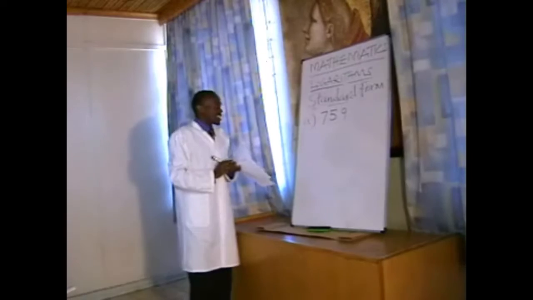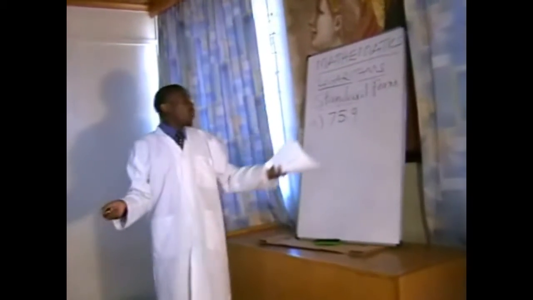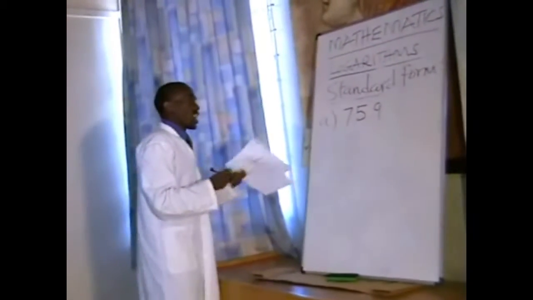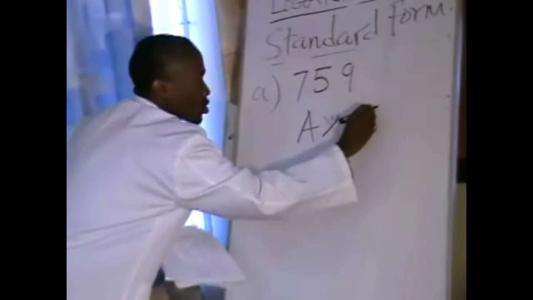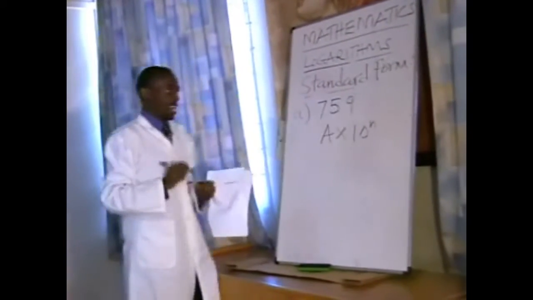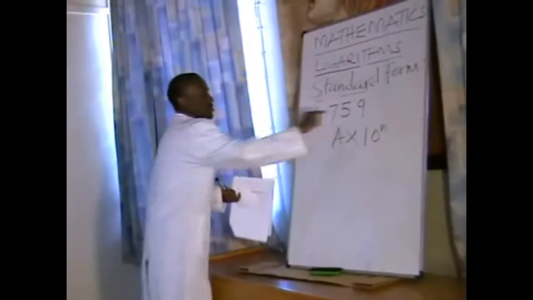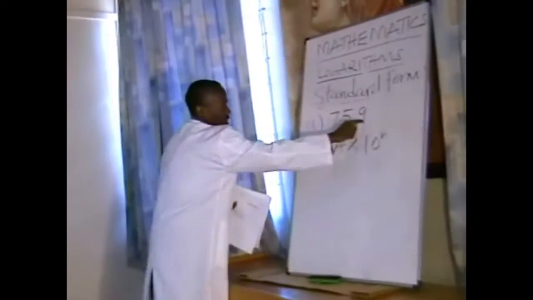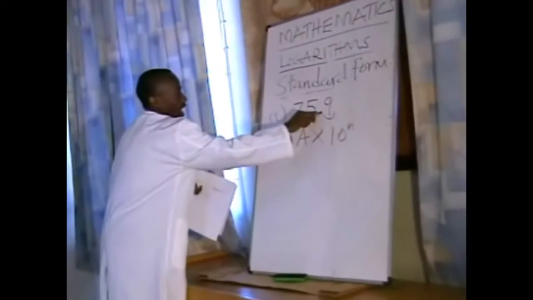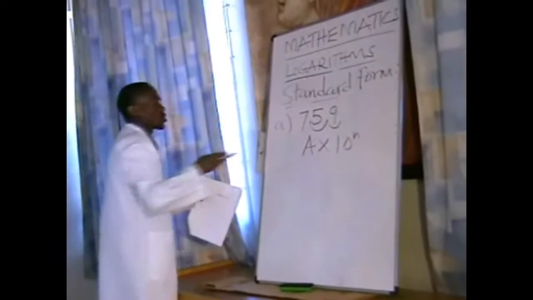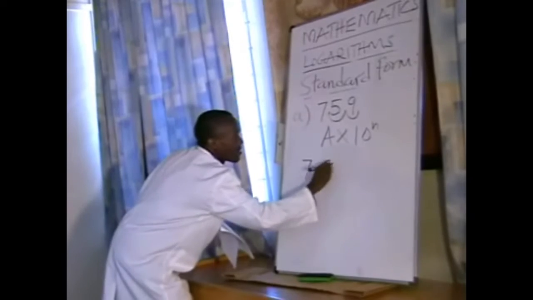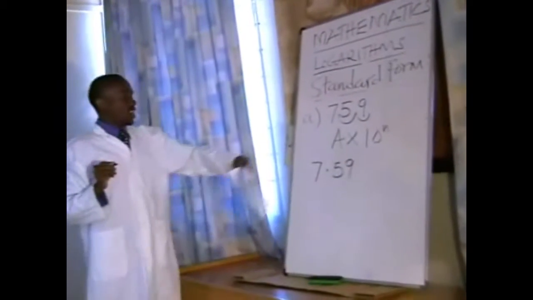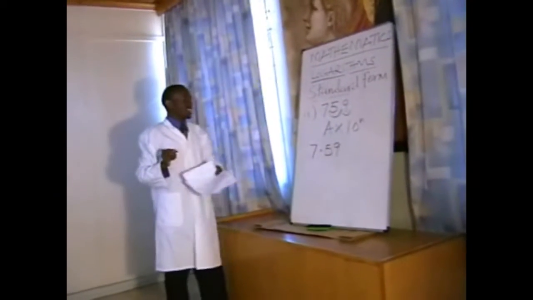So we move the decimal either towards the right or towards the left, so as to reach a. Remember, the standard form is a times 10 to the power of n. By inspection, the decimal is after 9, so we have to move it 2 steps to the left, from here, up to here, so as to arrive at a, which is 7.59. It's a number between 1 and 10 exclusive.